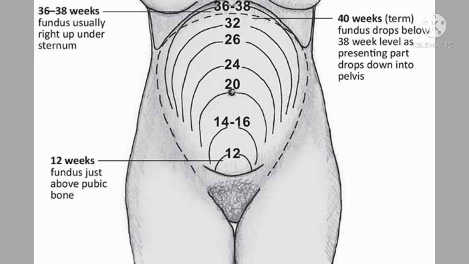At 12 weeks, fundus is just above the pubic bone, and at 14 to 16 weeks in between the pubic bone and umbilicus. At 20 weeks, the fundal height is at umbilicus. At 32 weeks in between the umbilicus and xiphisternum. At 36 to 38 weeks, the fundus is usually right up under the sternum. And at 40 weeks, the fundus drops below the 38 weeks level, as the presenting part drops down into the pelvis. That presenting part dropping is called lightning.